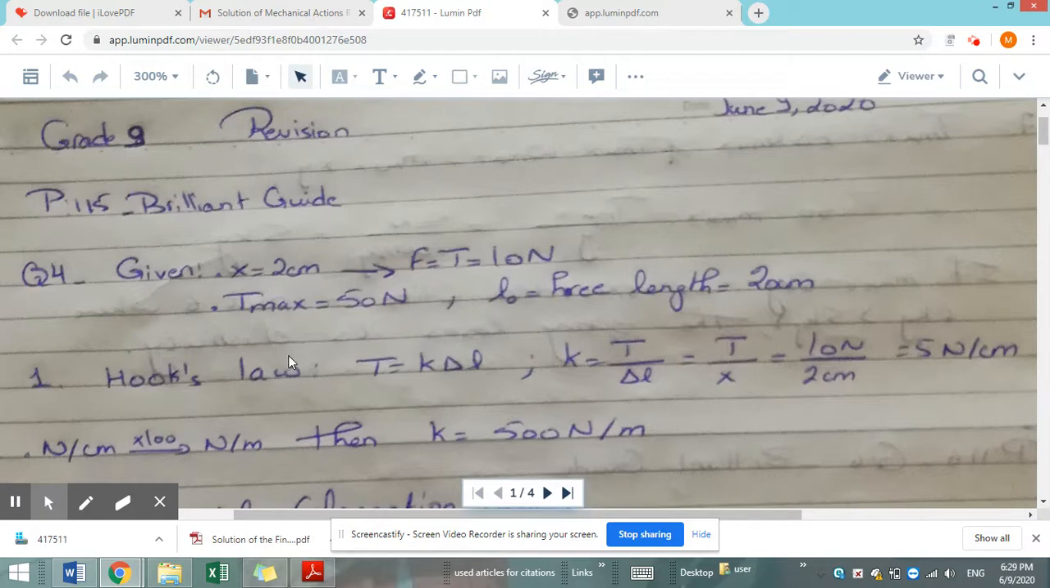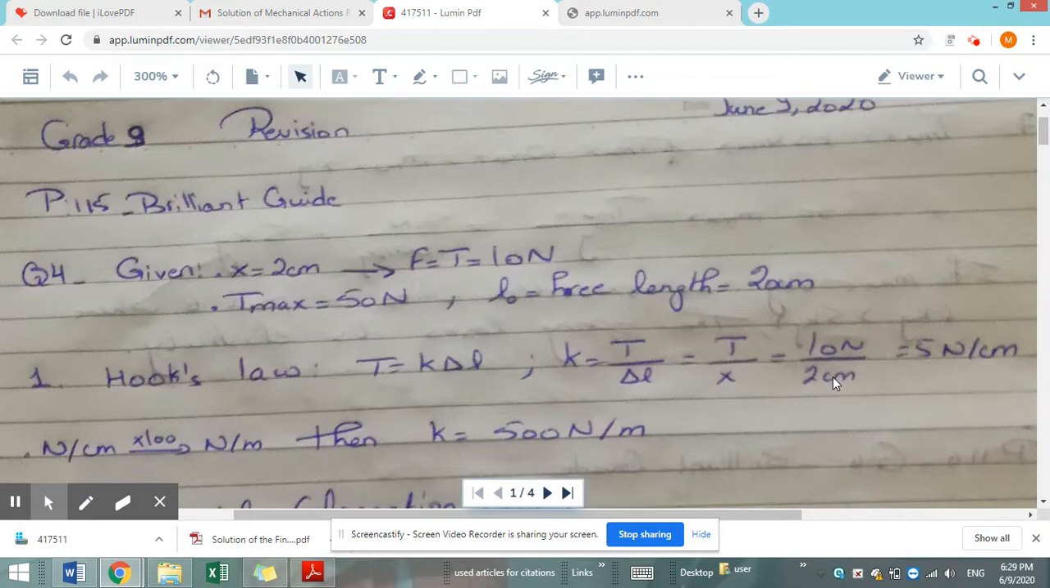This means K. So by applying Hooke's law, T equal K delta L, where K is the stiffness, T is the tension force, the magnitude of the tension force, and delta L is the elongation. According to the given, we have delta L corresponding to a certain tension. So we can make use of these two values, T equal K delta L, K equal T over delta L. Instead of writing delta L, we can notate it by X. Now 10 Newton over 2 centimeter is 5 Newton per centimeter.